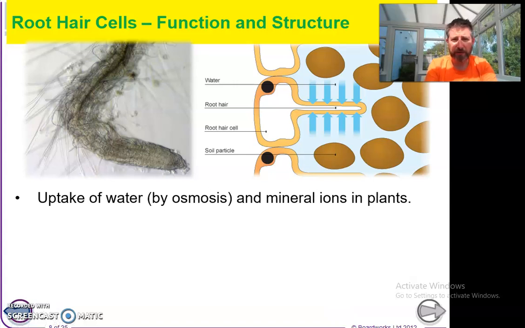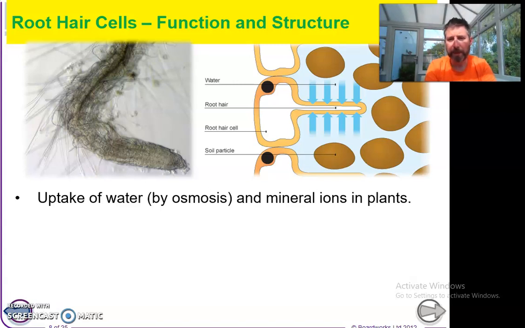Root hair cells are very well adapted for this. So root hair cells are very, very small cells on the outside of the roots, and they are very well adapted for this to take place. One thing they will do is pick up water. Well, there's a high concentration of water in the soil, or hopefully a higher concentration of water in the soil, so they will uptake water by osmosis.